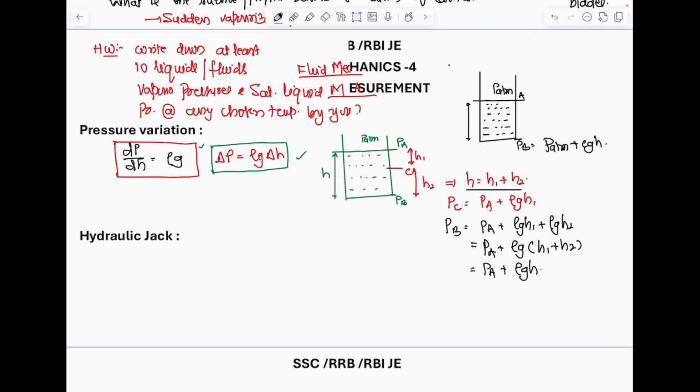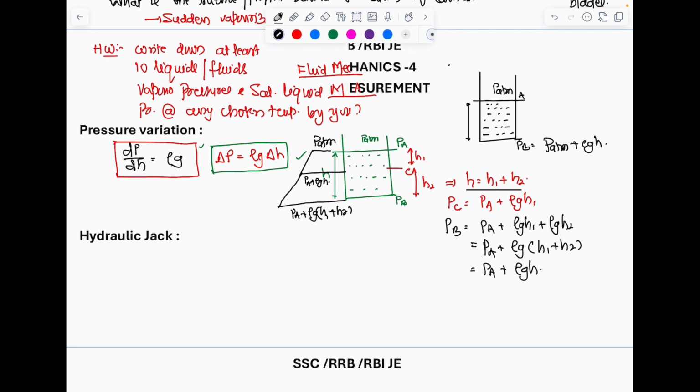Then, how do you draw the graph for it? At the top, it is P atmosphere, and at H1, this point it is PA plus rho G H1, and at this point it will be PA plus rho G (H1 plus H2). This you should be able to understand well. This is very, very important.